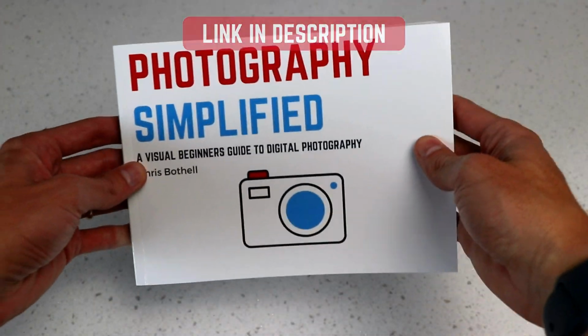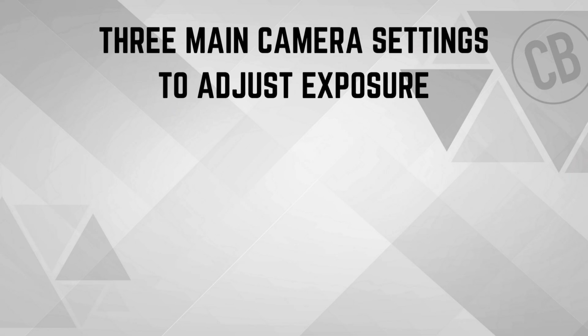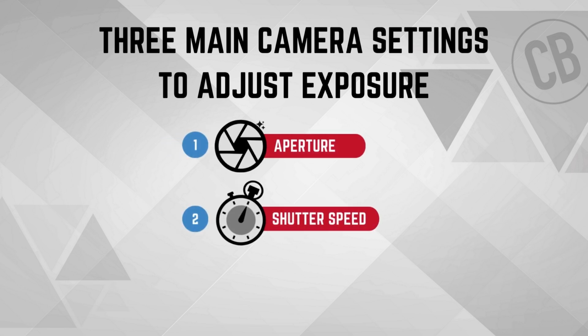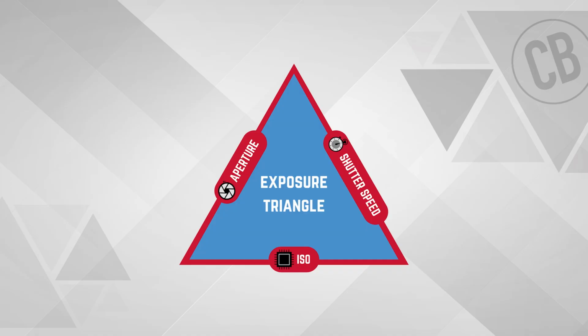Outside of using the histogram, there are 3 main settings that you can use to adjust the exposure when taking a photo. They are aperture, shutter speed, and ISO. These 3 elements make up the exposure triangle. I'll have a separate video on each of the elements and on the exposure triangle, helping to walk you through it and explain how these things can help you to expose your photos correctly.